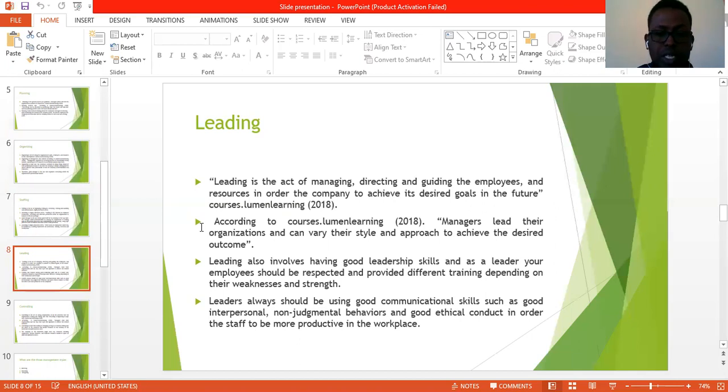So now let us go to the next slide, which is explaining about leading. Leading is the act of managing, directing, and guiding the employees and also the resources in order for the company to achieve its desired goals in the future. This is according to Course Element 2018.